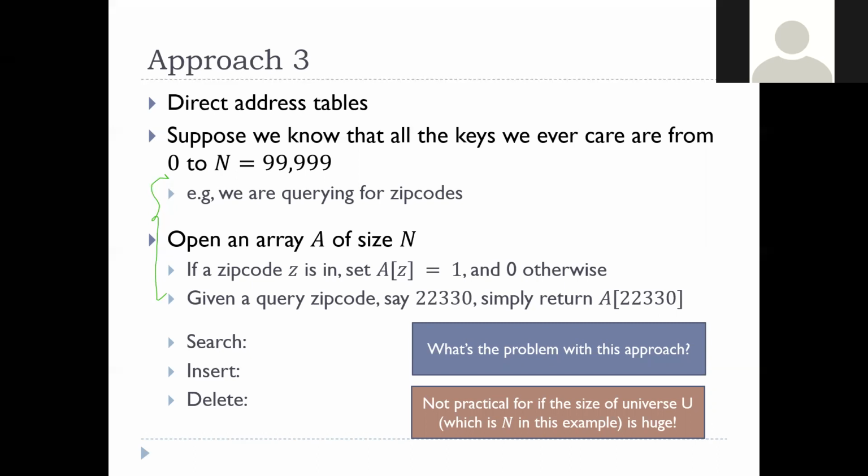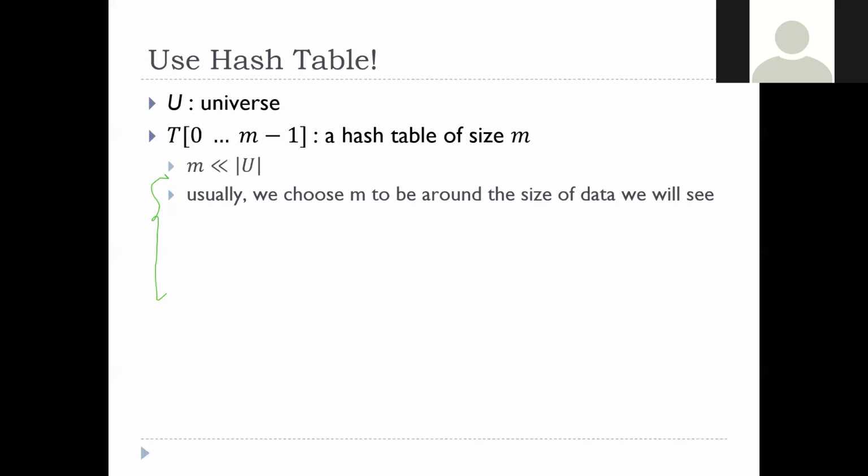But this approach does have advantages, which is that if we can do this, then all these operations become very efficient. So the question now is, can we still use this idea, but address this issue that right now I need to have an array of the size of the whole universe? Can we still leverage this direct address idea? It turned out that yes, indeed we can, by using hashing, using a hash function to help us. And the resulting data structure is called a hash table.